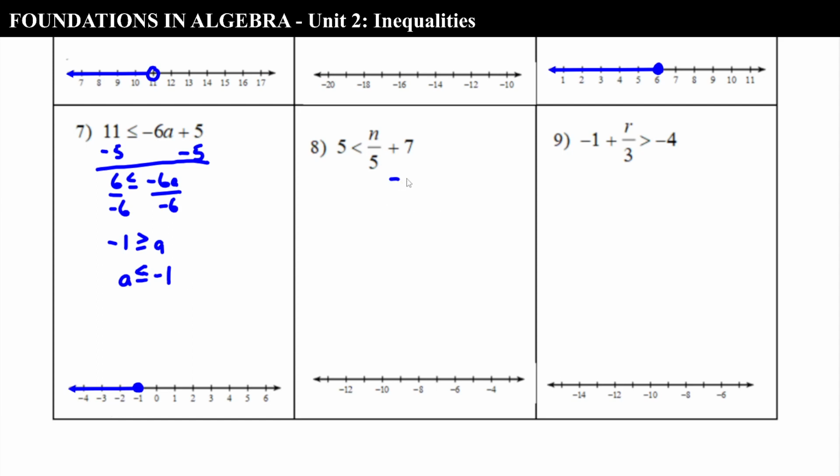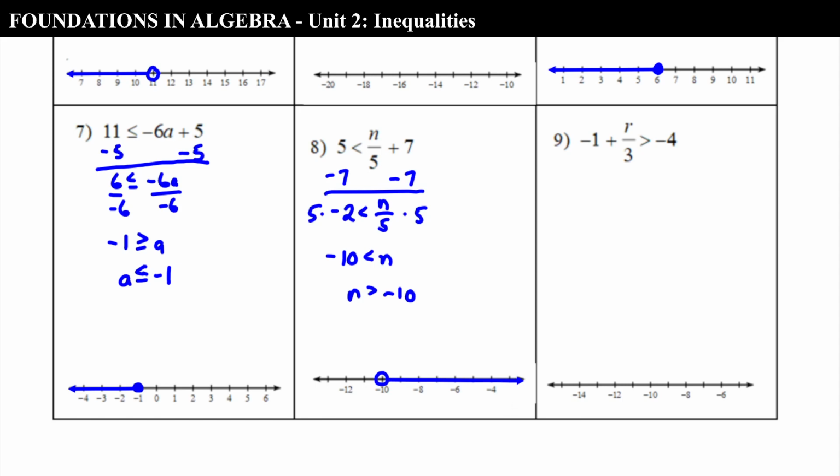All right, for this example, we're subtracting 7 from each side. So that's going to give us negative 2 is less than n over 5. Then we're going to multiply each side by 5. That's going to give us negative 10 is less than n. And we flip our whole solution. So we're going to have an open dot at negative 10. And we are going to head to the right.